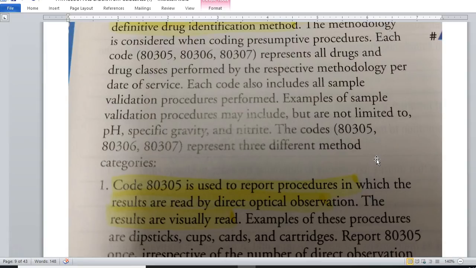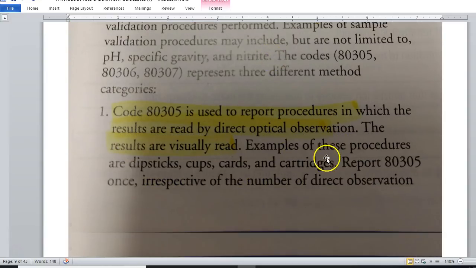Each code also includes all sample validation procedures performed. Examples of sample validation procedures may include, but are not limited to, pH, specific gravity, and nitrate. The codes 80305, 306, and 307 represent 3 different method categories. So what these are is these are very specific drug tests, and we're doing multiple drugs at one time. So let's go through and see what they have.